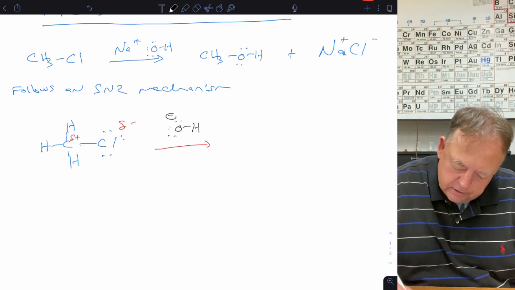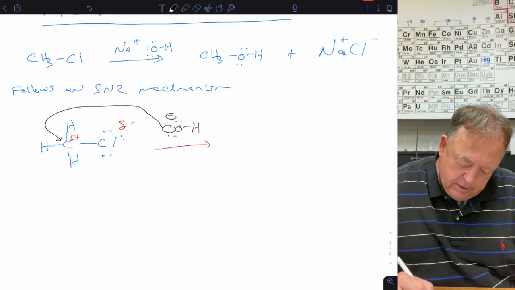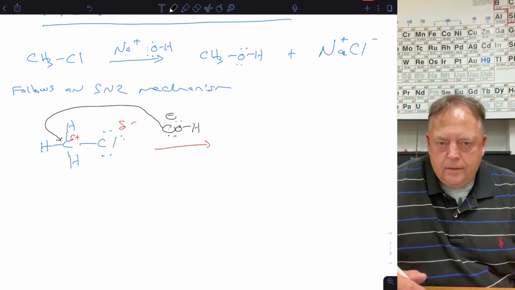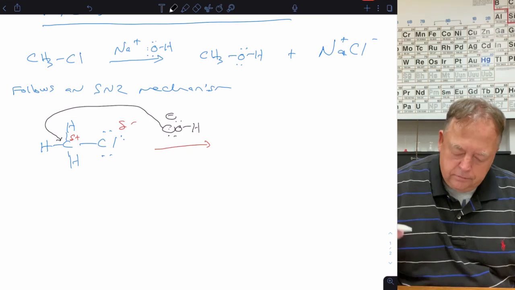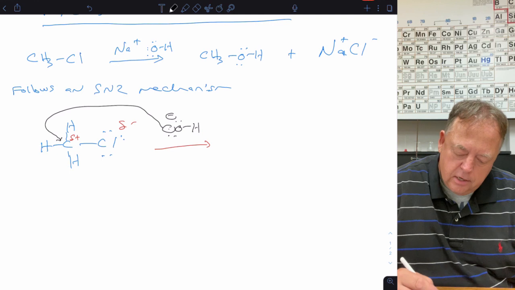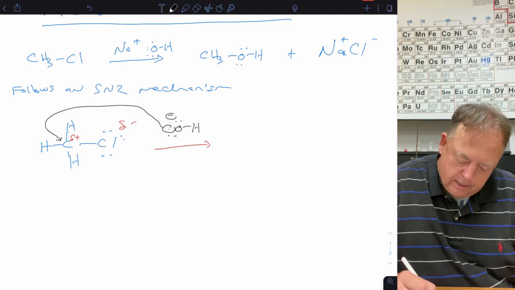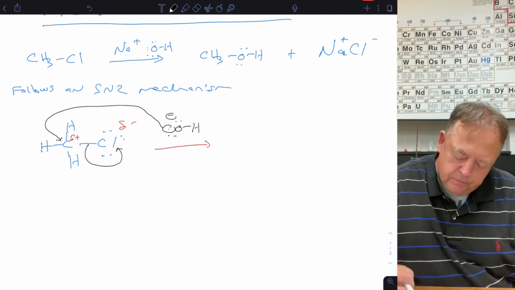So what's going to happen in this case is we're going to take a lone pair of electrons on oxygen, and we're going to make a bond to that carbon. Carbon's already got 4 bonds, so that's going to put 5 bonds on carbon, and you can't put 5 bonds on a carbon atom, so you have to break a bond. So we have a choice of breaking a carbon-hydrogen bond or a carbon-chlorine bond, and the bond that gets broken is the chlorine. So what happens is chlorine leaves.